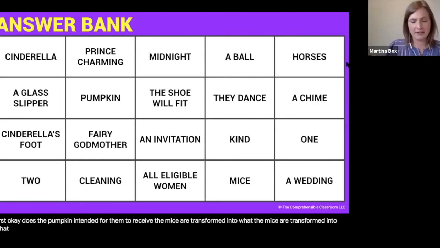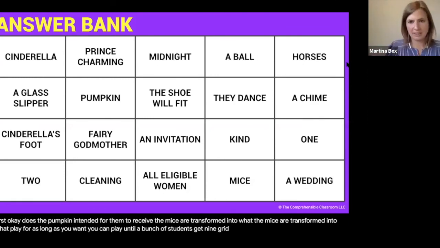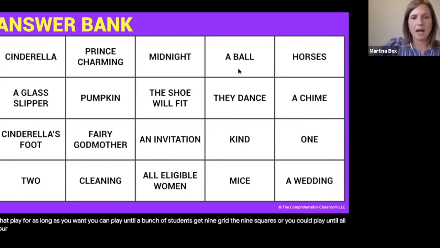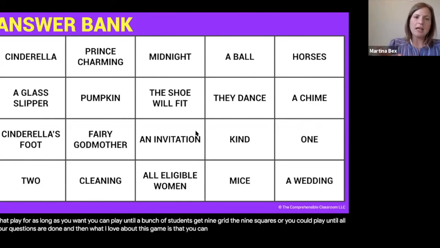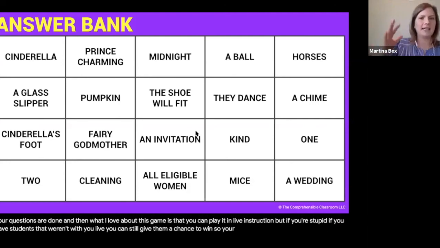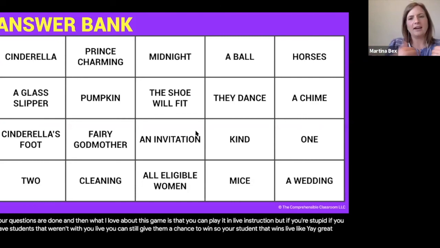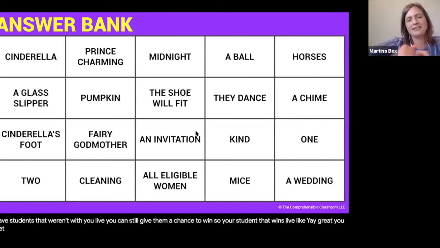So you just play for as long as you want. You can play until a bunch of students get the 9 squares, or you could play until all your questions are done. And what I love about this game is that you can play it in live instruction, but if you have students that weren't with you live, you can still give them a chance to win. So your student that wins live, yay, great, you get all of the virtual hugs.